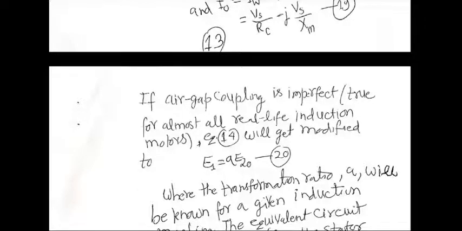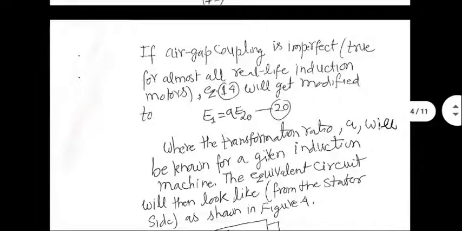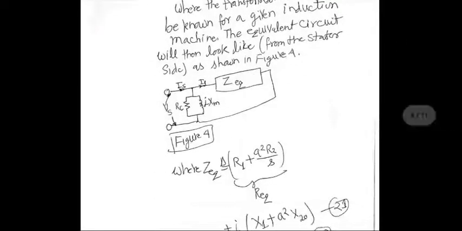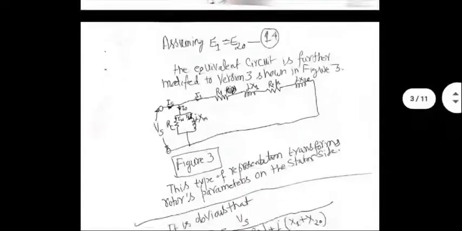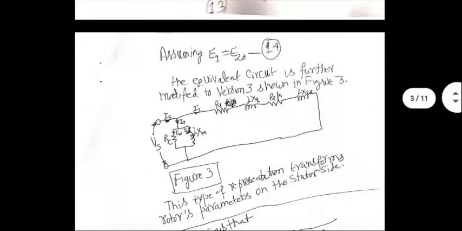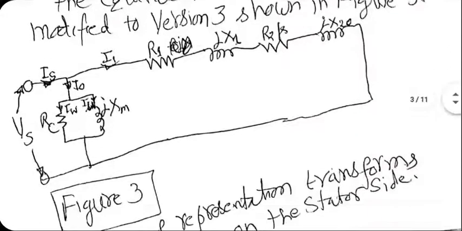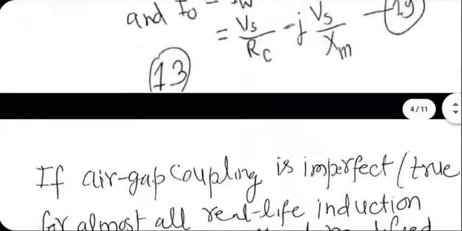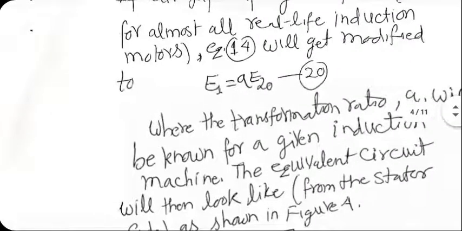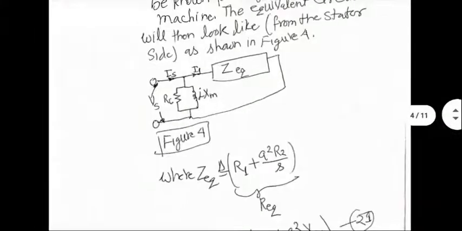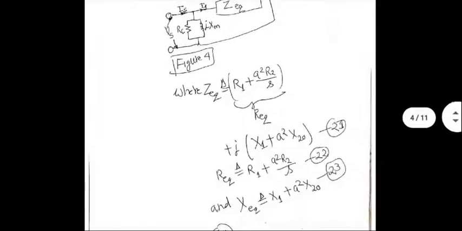So if that number happens to be small a, then naturally this equivalent circuit will see, instead of R2 upon S, it will see A square R2 upon S. And instead of J X2 naught, it will see J A square X2 naught. Okay, and then of course the circuit theory will take over. So a lot of equations are given based on that. You can double check them.